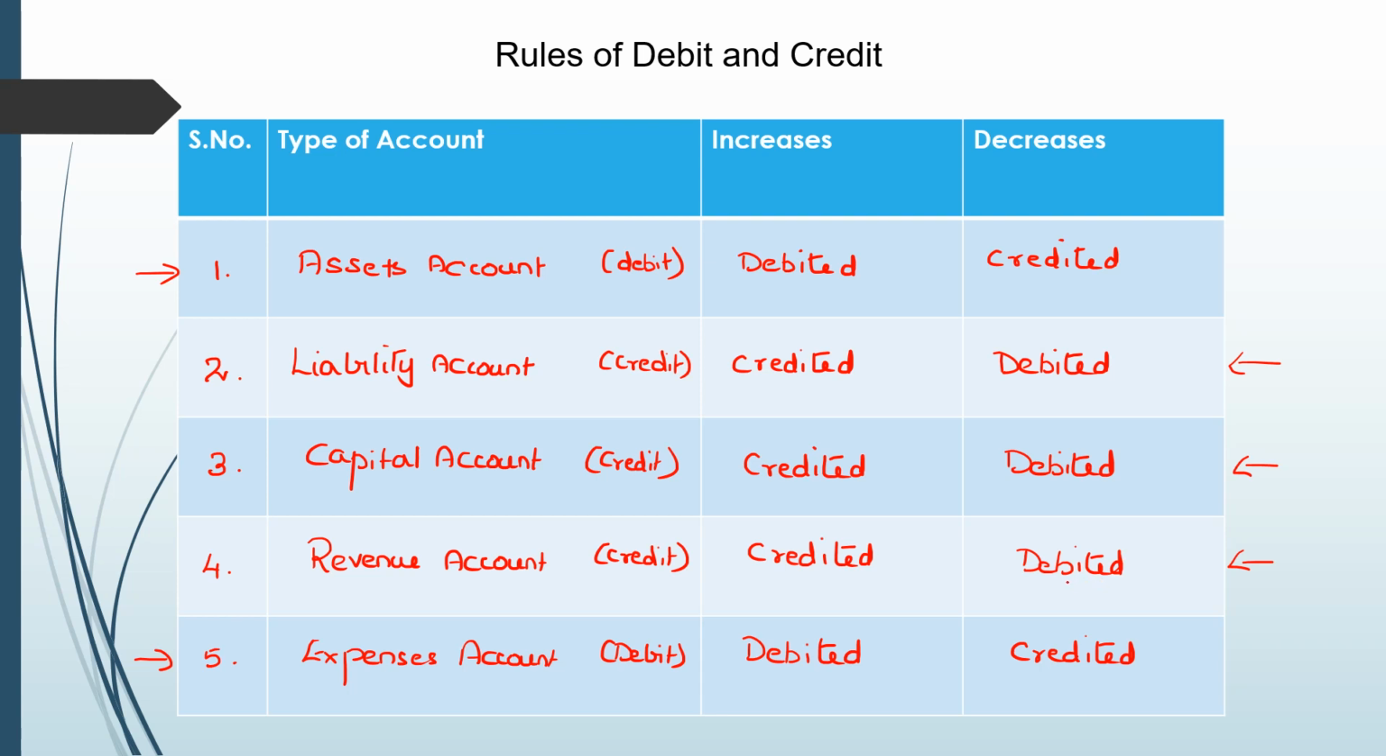So now, to understand these rules better, we will take suitable examples and do it. Like for the first example, we will discuss around 5 situations. First one is, suppose we take the example, Suresh started business with cash, Rupees 10 lakh.